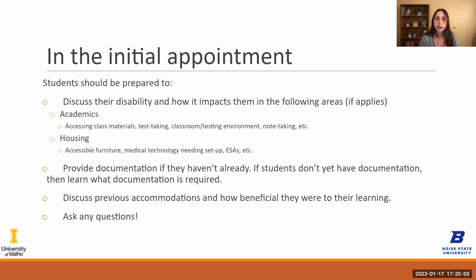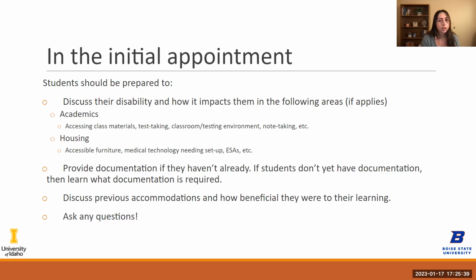The classroom testing environment, note taking, do they need speech to text, text to speech, whatever accommodation they need for that. And then housing. So is there accessible furniture that they need, medical technology needing set up, or emotional support animals, things like that. And then, of course, providing that documentation if it has not been submitted already. And if they don't have that documentation, then they can learn what documentation is required in order to send it in, because documentation is required.